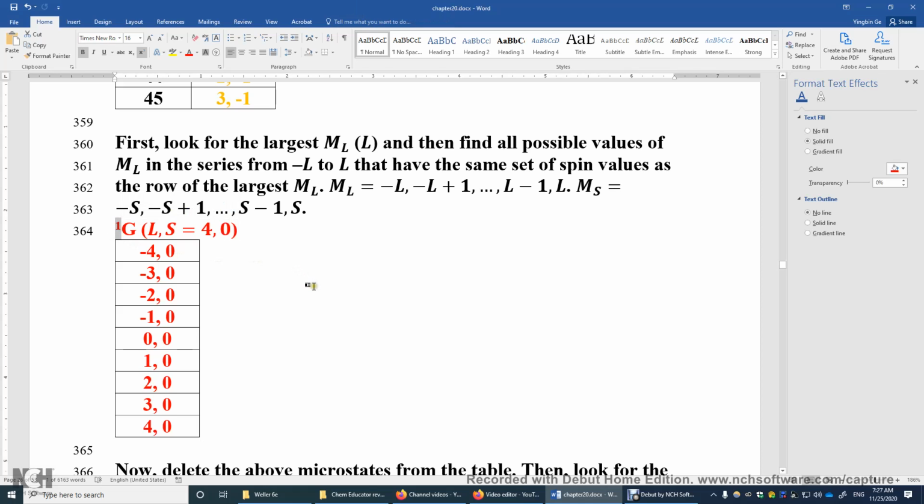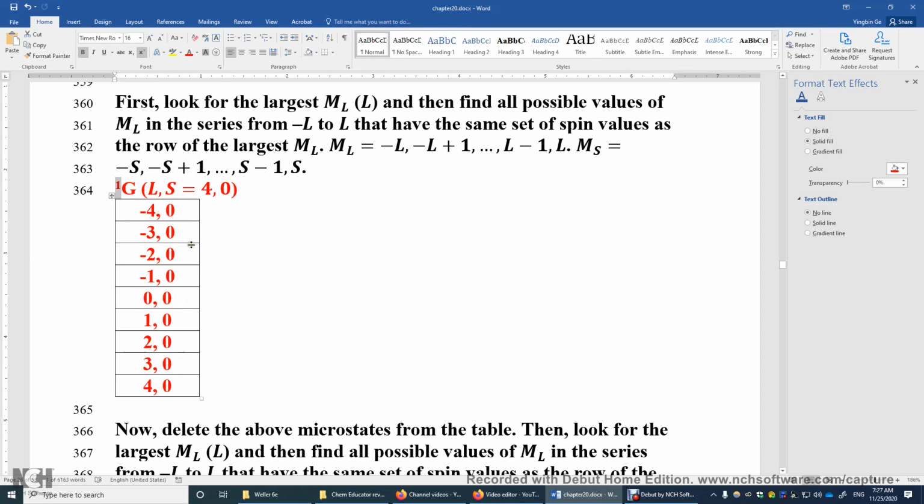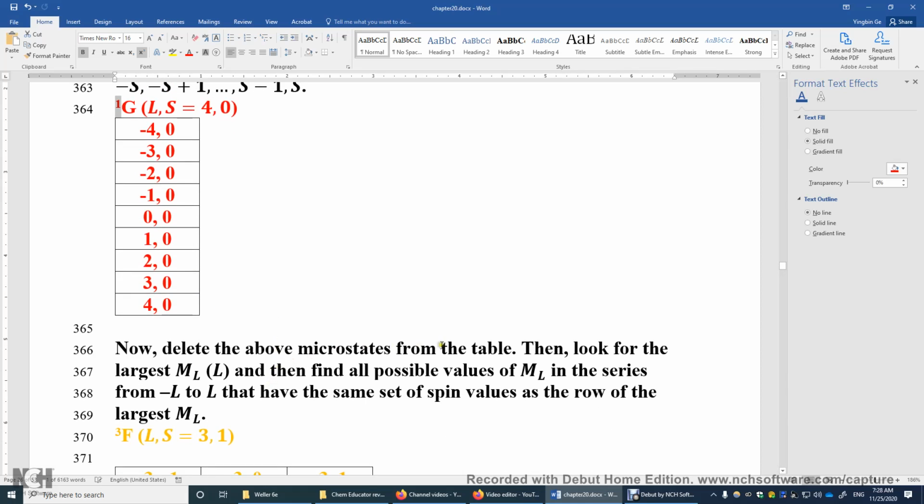All right. Now we need to delete these 9 rows from the table of 45 microstates. So 45 minus 9, we have 36 left. And then what you need to do is you again look for the largest m sub L. It's going to be the value of L, and then find all possible values of m sub L from negative L to positive L, and each of them should have the same set of spin values as the rows of the largest m sub L. The reason I put this S here is because sometimes you can find multiple rows with the largest m sub L.